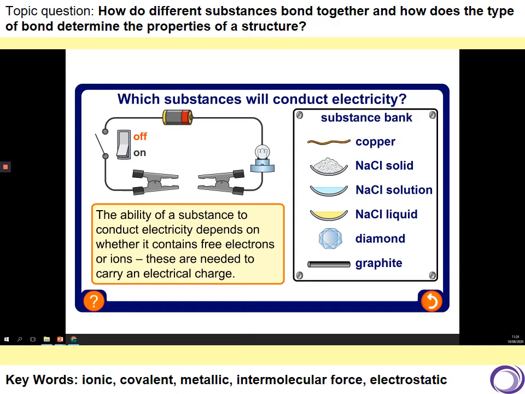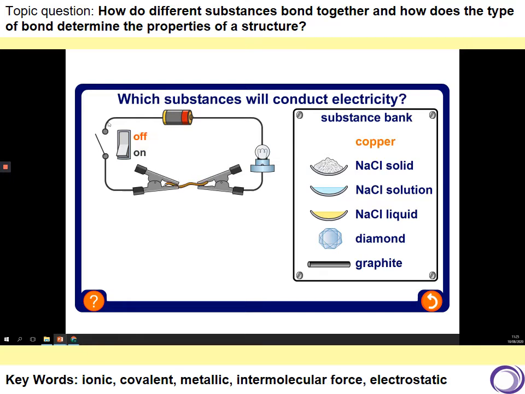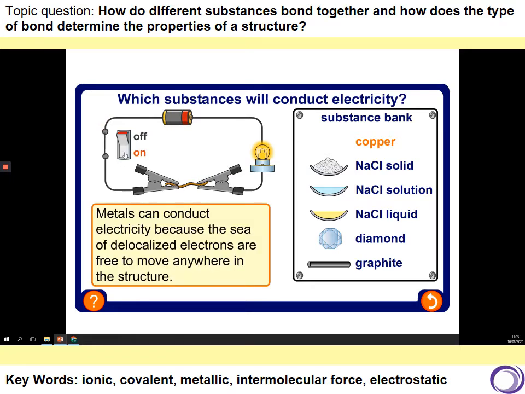First of all, I'm going to start with something that isn't an ionic compound, the substance copper. Copper is a metal. What we're going to look at here is a circuit where we can put the substances into the circuit and see whether or not they conduct electricity. Now, we all know that copper conducts electricity. So if I put copper into the circuit and I turn the circuit on, the bulb lights up.